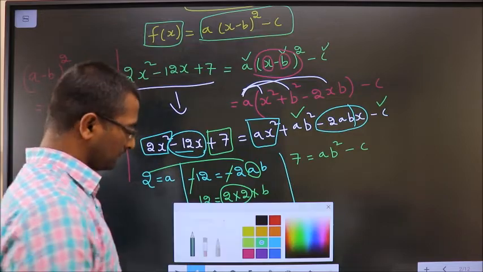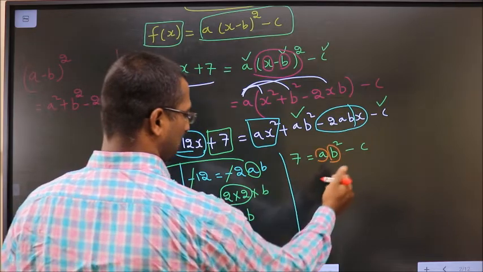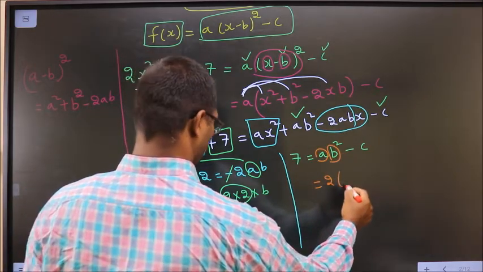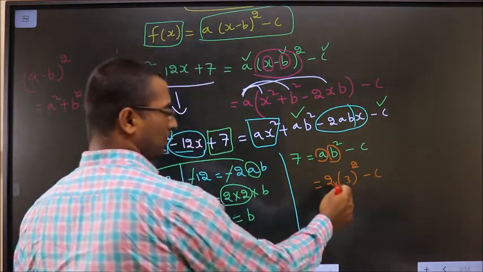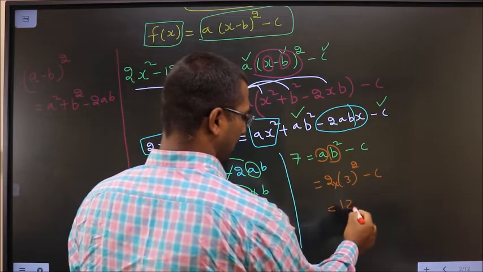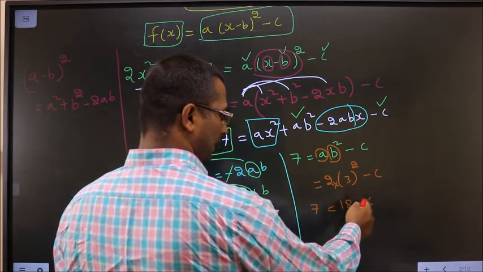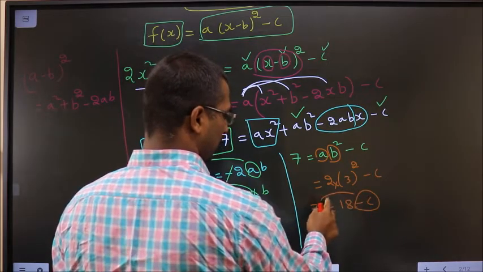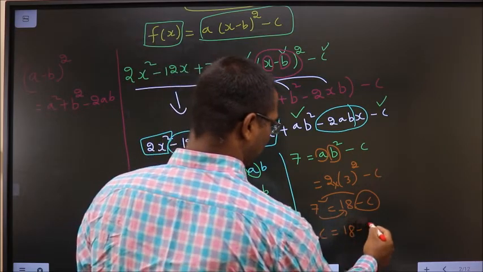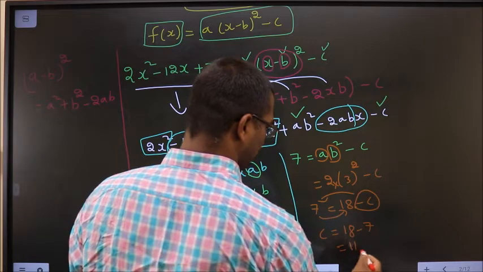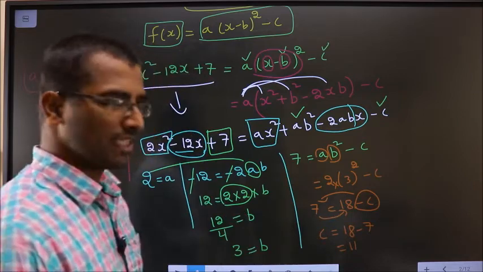Now, I know the values of a and b. So, replace it here. A is 2, b is 3. So, 3 square is 9, 9 into 2 is 18, minus c is 7. So, now to get the c value, take this minus c to this side. So, plus c, and take 7 to this side. So, minus 7. So, 18 minus 7 is 11. So, c value is 11.